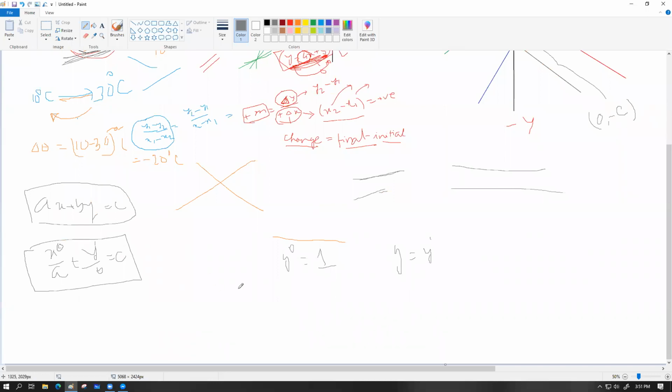Equal does not mean that. For example, if you have an equation that looks like root over x by 3 plus root over y by 4 equals, let's say, 9. Here you can see that both x and y have a power of half, but this is not a straight line equation. For an equation to be a straight line, both x and y powers should be only 1. There should not be any other power involved.